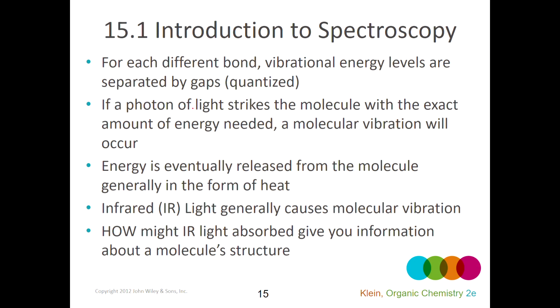So each different type of bond has different vibrational energy levels, and they're separated by gaps because they're quantized. So when the bond shrinks or expands, there's a specific quantity of energy difference between those two states. Think about a C=O double bond. If it shrinks or expands, shrinking and expanding, there's a specific energy difference between those two states. So to get that bond to vibrate and stretch like that, it requires a very specific quantity of energy, and only a specific wavelength of light will have that energy.